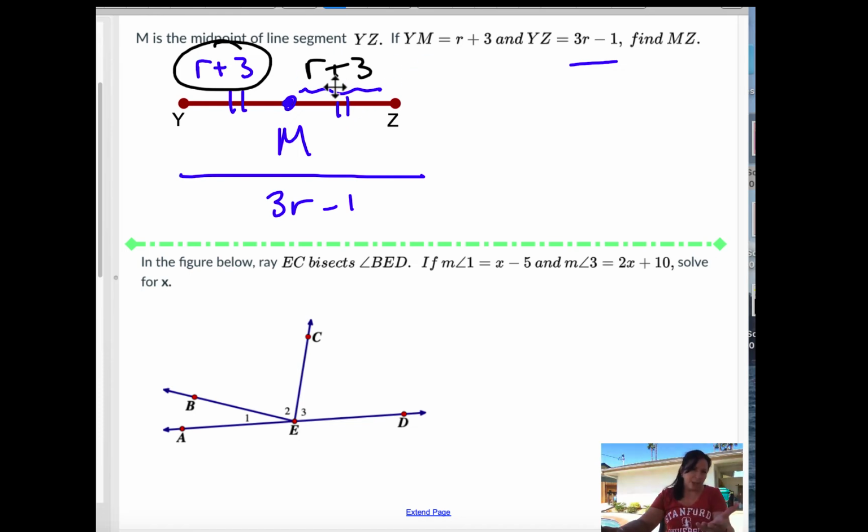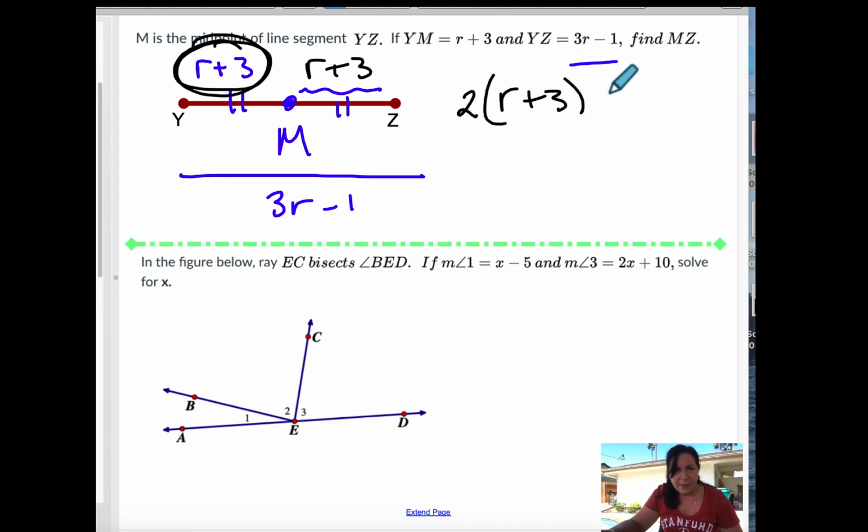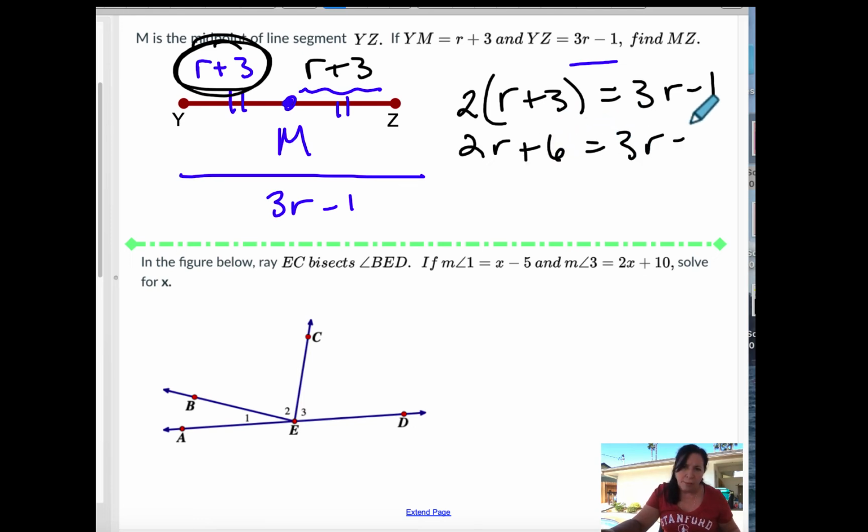Now, I could set them equal to each other if I was given that, but I wasn't. I was given the whole length, which basically means 2 of these, right? So 2 times R plus 3 is equal to 3R minus 1, which is that whole length. So we've got 2R plus 6 equals 3R minus 1. I'm going to subtract 2R from both sides. I get R on the right. And then I'm going to add 1 to both sides to get rid of this 1. And I get 6 plus 1, which is 7. So that means R is 7.